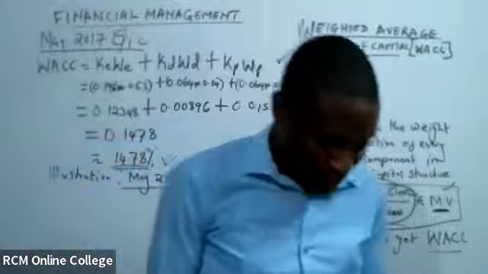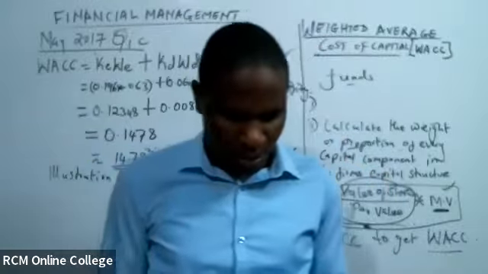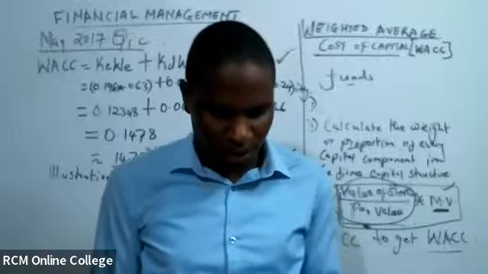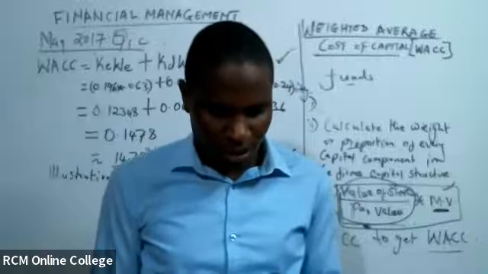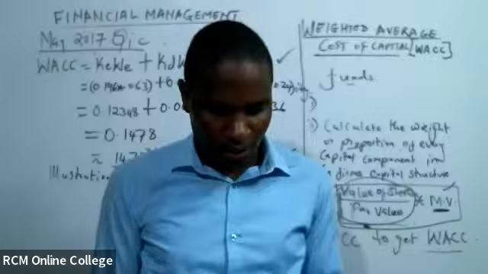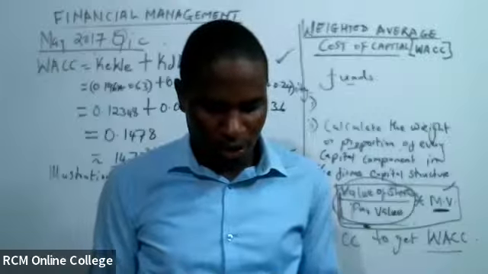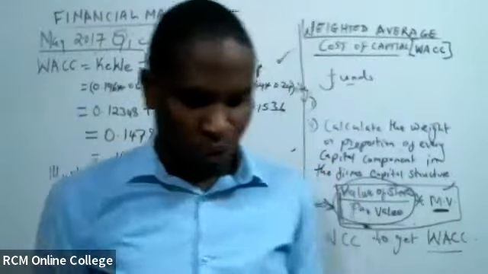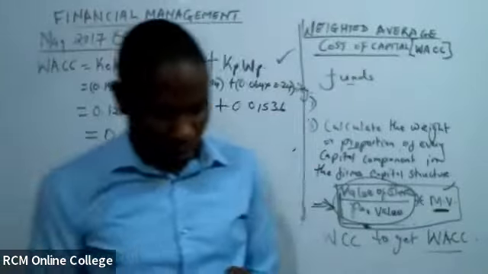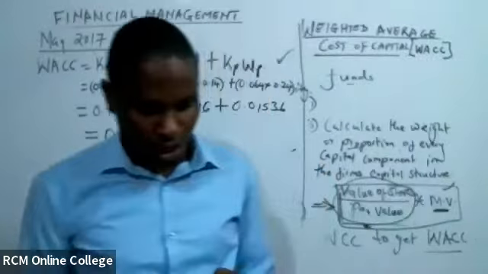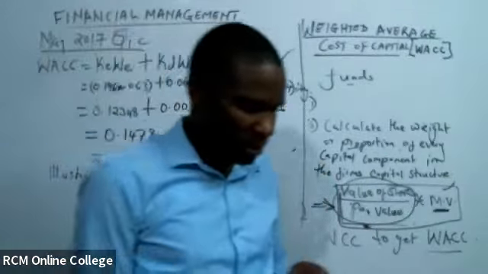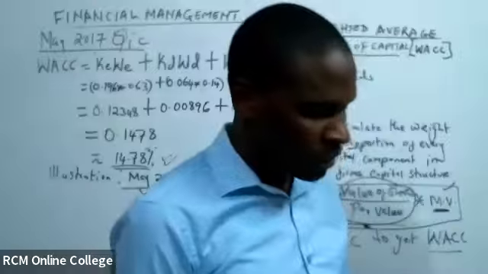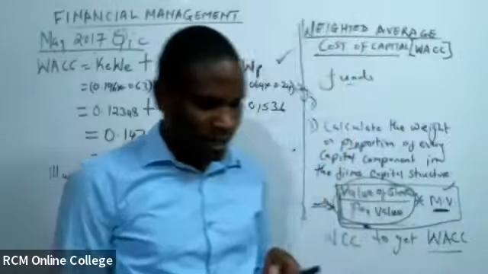All right. This is CE Limited. CE Limited has the following capital structure. We are told 3 million fully paid ordinary shares, the value was 30 million. Retained earnings 20 million. 1 million 10% preference shares. Then we have 6% debentures, par value 150, and value is 30,000.